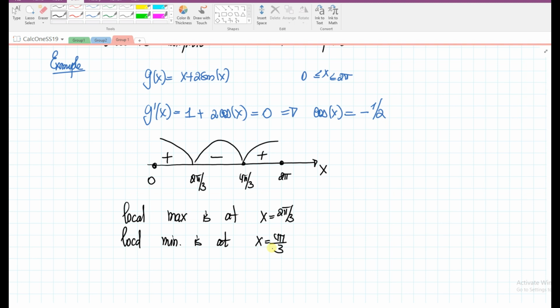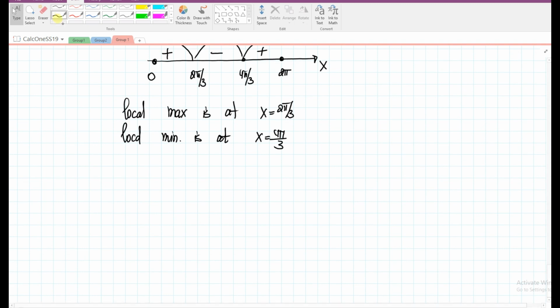Okay. So there are two more things on functions. We previously defined whether the function is increasing or decreasing, but it is also important for us to know whether the function is concave upwards or downwards, concavity.